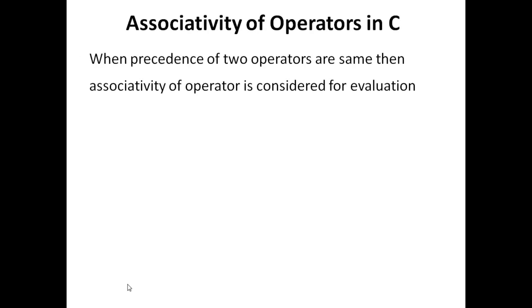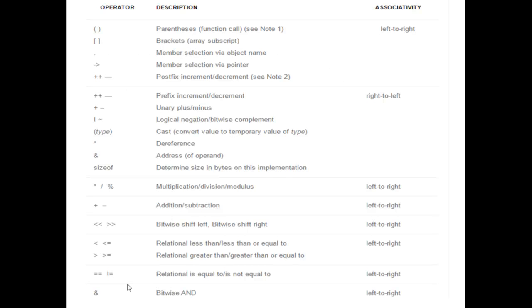So, associativity of the operators in C. When the precedence of two operators is the same, then the associativity of the operators is considered for evaluation. If it is operators like parenthesis or square brackets, the associativity is from left to right. But if it is ++ or -- or similar ones, the associativity is from right to left. Similarly, you can see the other associativity as given below.